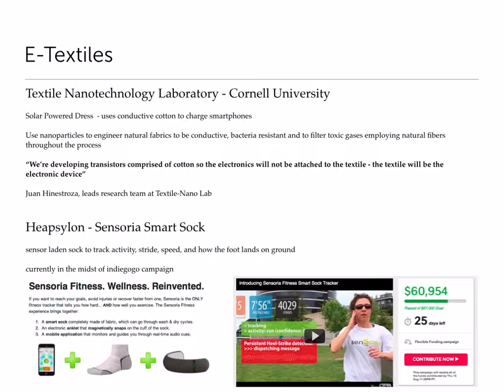Another example of that is from a company called Heapsalon. This actually spun out of the research from someone at UCLA, and they created this smart sock called Sensoria. The sock is laden with sensors to tell people about their stride, about their gait, and about their speed, and they released an Indiegogo campaign.